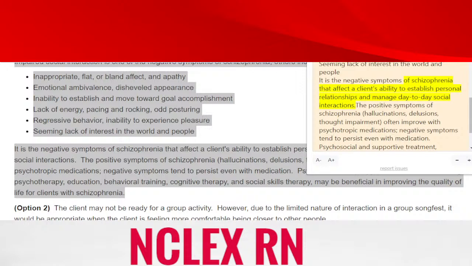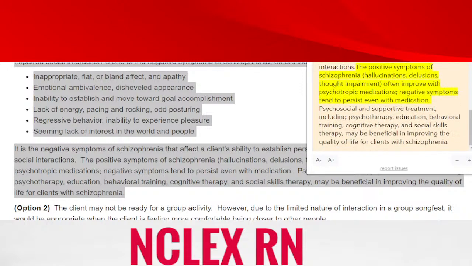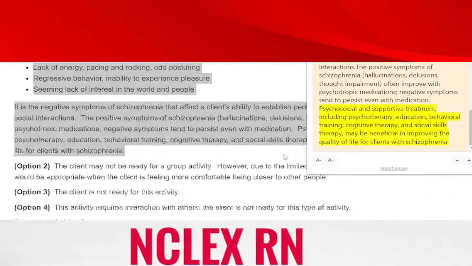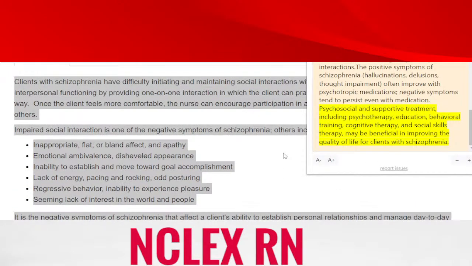day-to-day social interactions. The positive symptoms of schizophrenia, hallucinations, delusions, thought impairment, often improve with psychotropic medications. Negative symptoms tend to persist even with medication. Psychosocial and supportive treatment, including psychotherapy, education, behavioral training, cognitive therapy, and social skills therapy, may be beneficial in improving the quality of life for clients with schizophrenia.